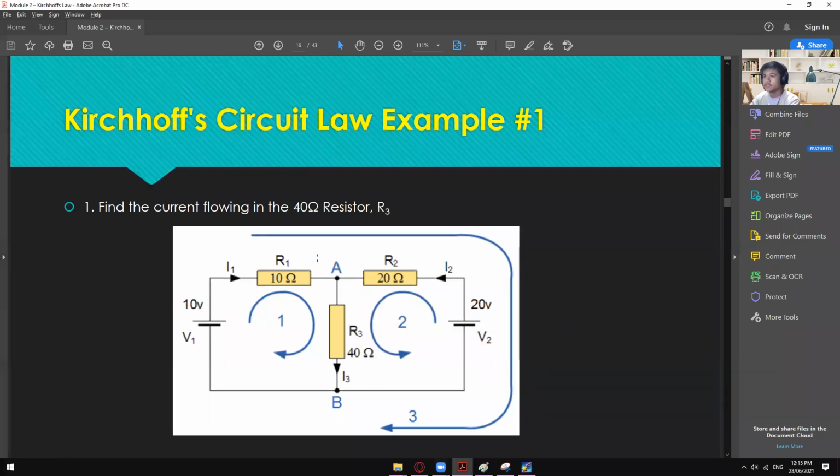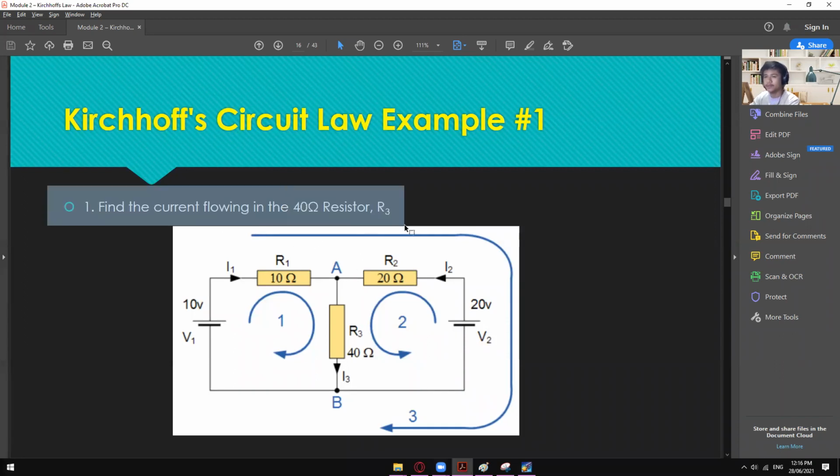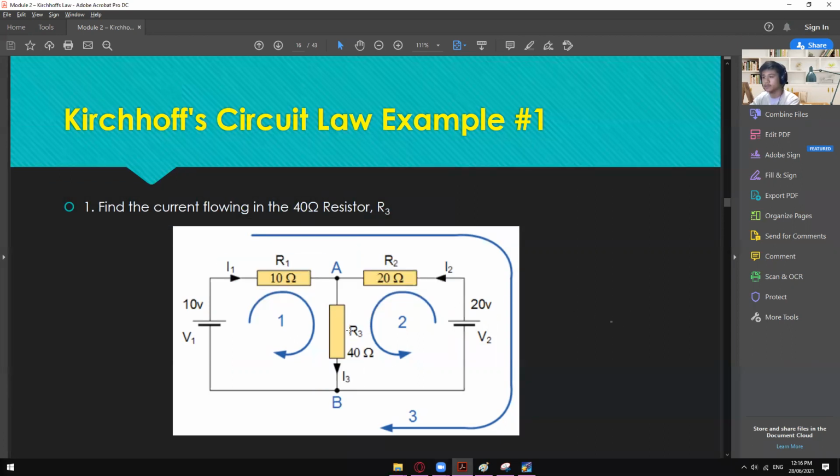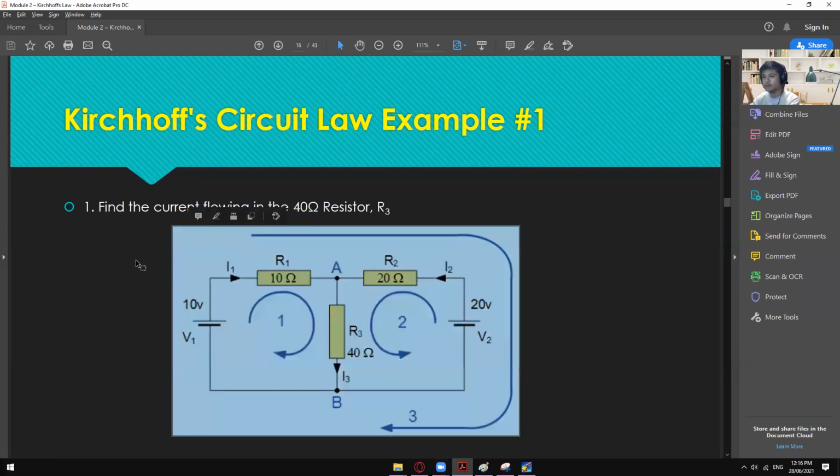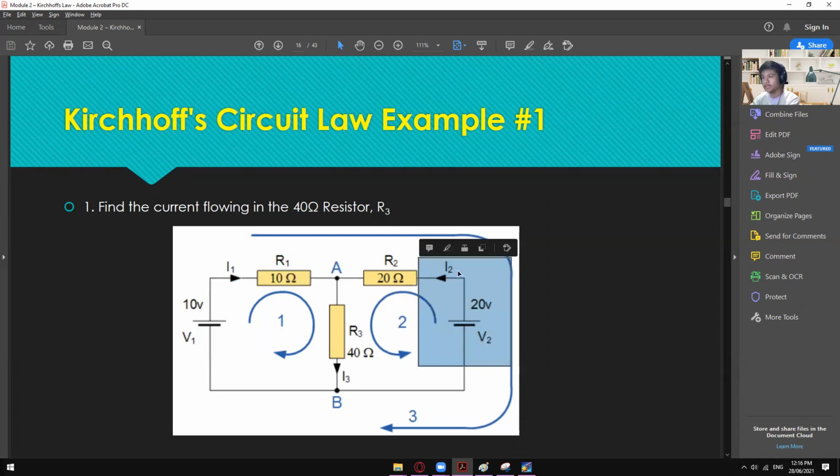Okay, so let's have this example right here. Our main goal is to find the current flowing in the 40 ohm resistor R3. We can already identify I1 and I2, but what about I3? Because we have two voltage sources right here, if you take a look, we have a current that will flow right here, and then another current that will flow right here.